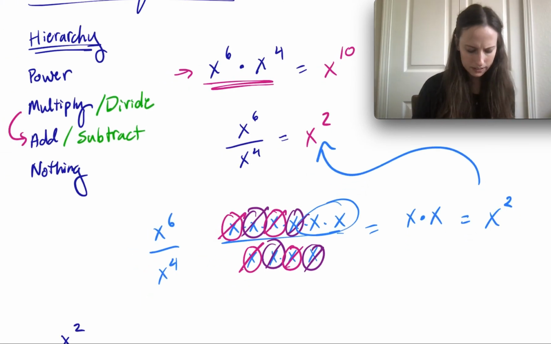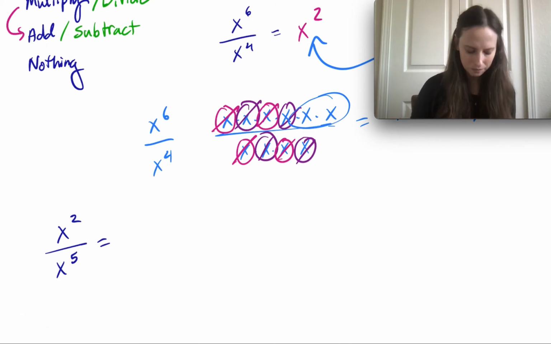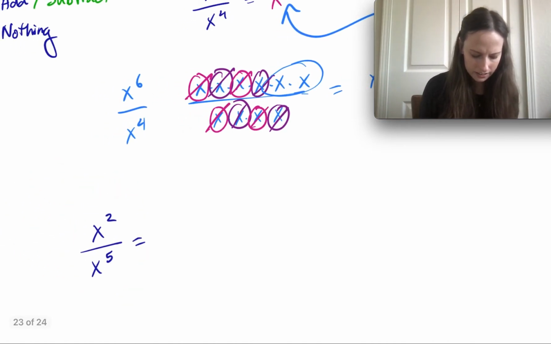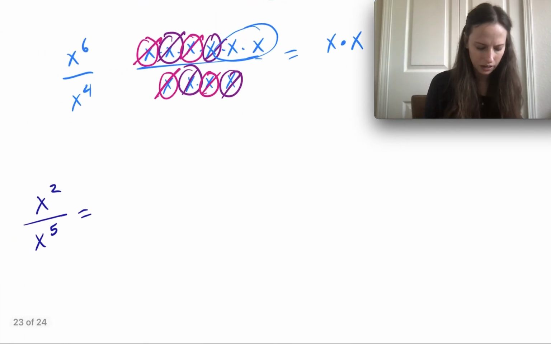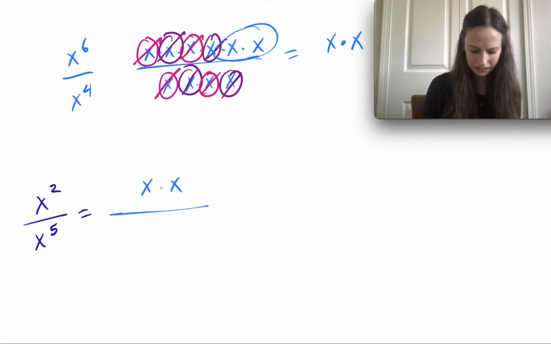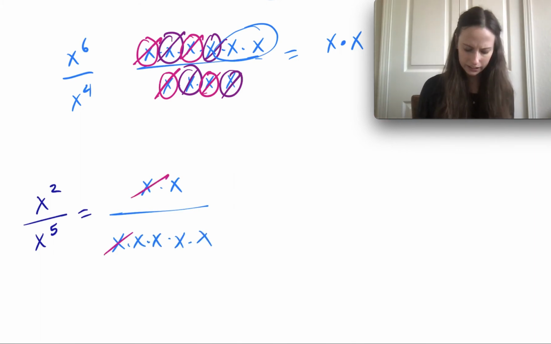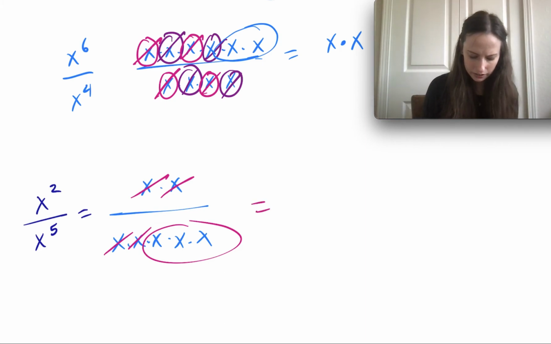Now, what happens if the number in the numerator is smaller than the one in the denominator? Well, you might be able to guess from seeing it all written out like this that our answer is going to be 1 over something. So let's see how this expands out with x squared over x to the 5th. Well, we would have x times x over x times x times x times x times x, right? Now, we've got a pair canceling here, another pair canceling here. That leaves us with 3 x's in the denominator. So our final answer is 1 over x cubed.